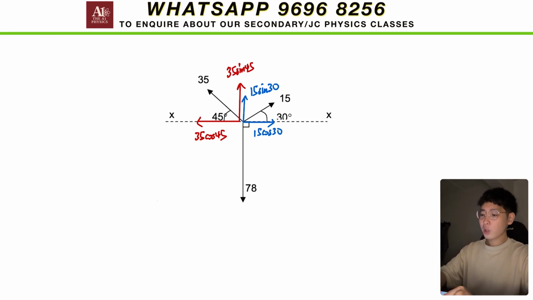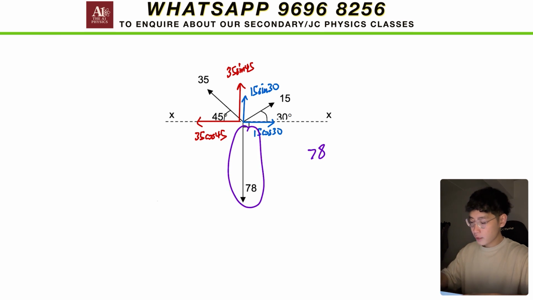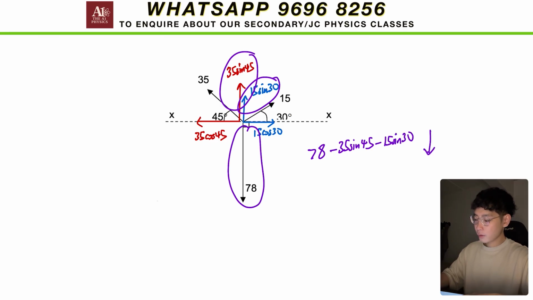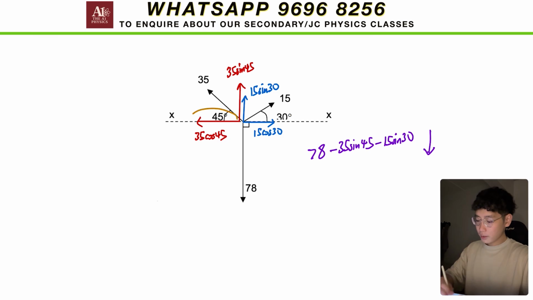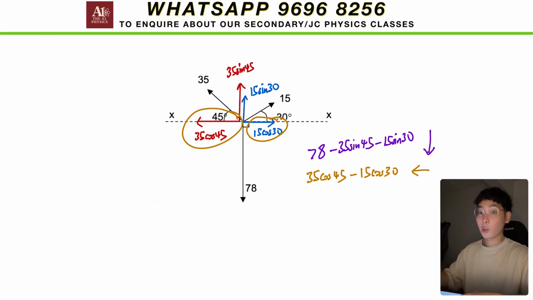So now let's add all the vertical components together. The vertical components added together will be 78 minus 35 sine 45 minus 15 sine 30. That's for the vertical component. For the horizontal component, it will be 35 cos 45 minus 15 cos 30. That gives us the horizontal component. So now let me quickly evaluate these two sums. This one equals 45.8 and this one equals 11.8.